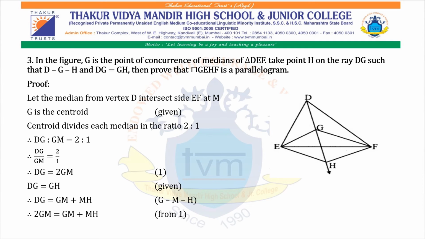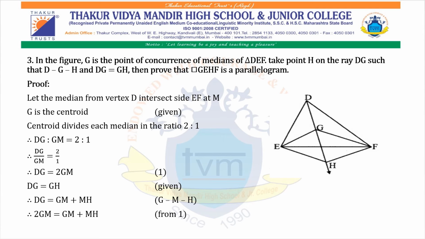Question 3. In the figure, G is the point of concurrence of medians of triangle DEF. Take point H on the ray DG such that D-G-H and DG is equal to GH. Then prove that quadrilateral GEHF is a parallelogram. Proof. Let the median from vertex D intersect side EF at M. G is the centroid, that is given.